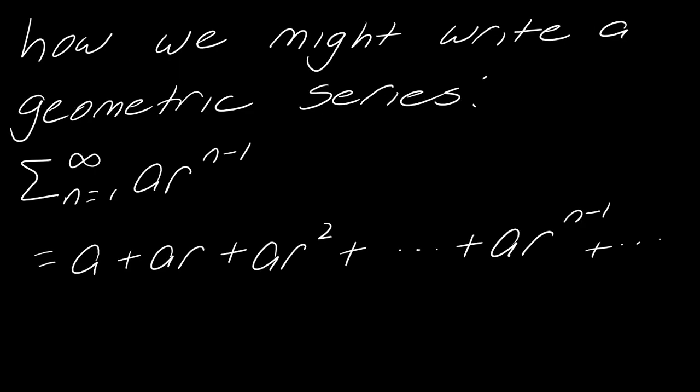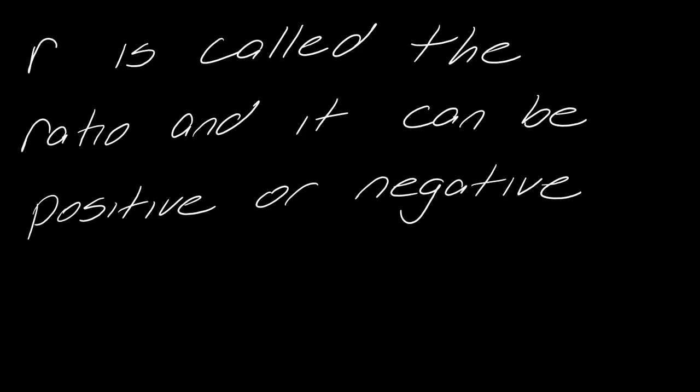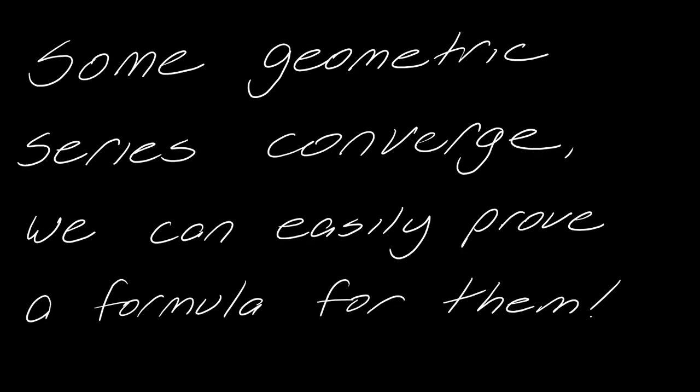There are two ways that we could write a geometric series. We can write it with sigma notation, in which case the general form would be the sum from n equals 1 to infinity of a times r to the n minus 1. If I were to expand that, that would be the series I showed you at the beginning of this video. Now r, which I said before was a fraction, is really called the ratio, and r can be positive or negative. Some geometric series converge, and we can easily prove a formula for them.